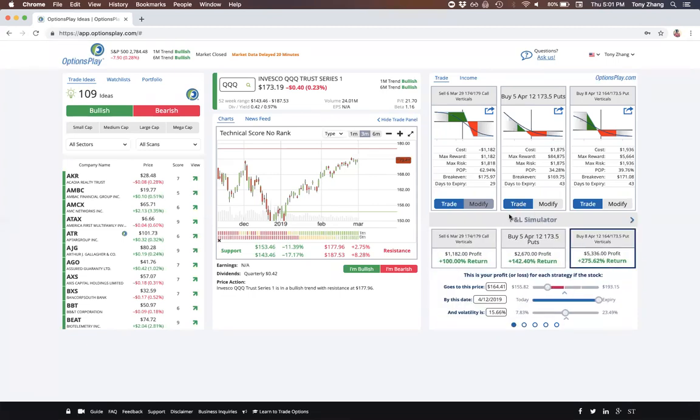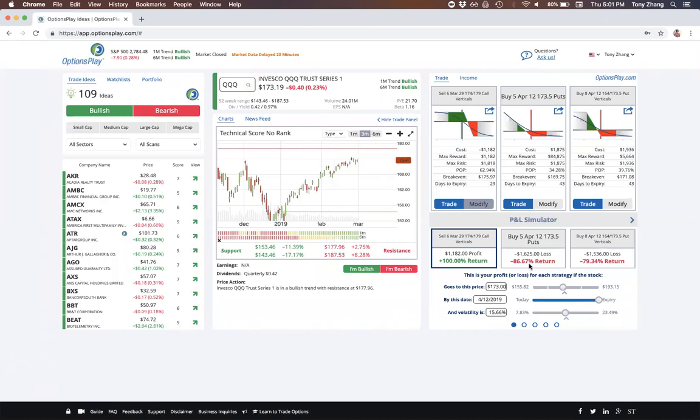And what I want to use is our P&L simulator. And I want to say the Qs are trading at 173 right now. Let's say I think the stock's going to stay exactly where it is and it's not going to move. If I'd sold the credit spread, I make $1,100 profit. So risking $2,000, I'm making $1,100 profit. And this is really the power of options, that I can have a strategy that makes money if the stock doesn't move anywhere.